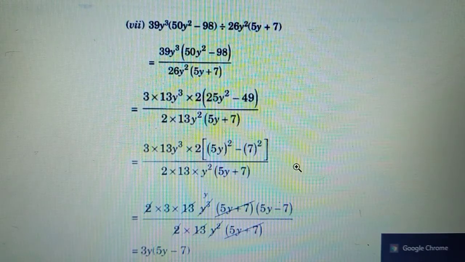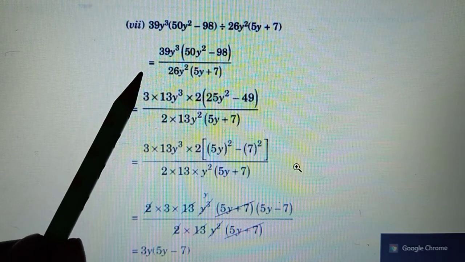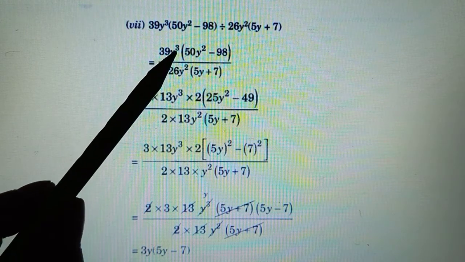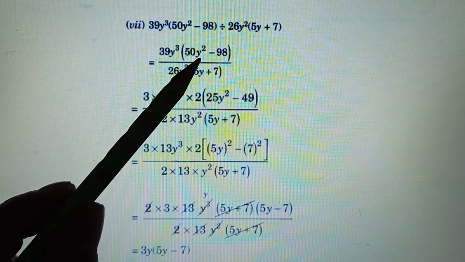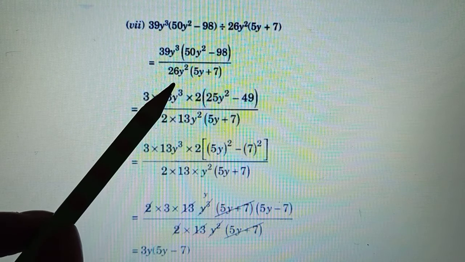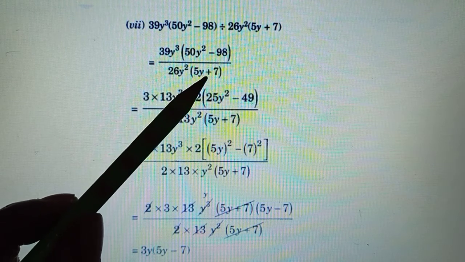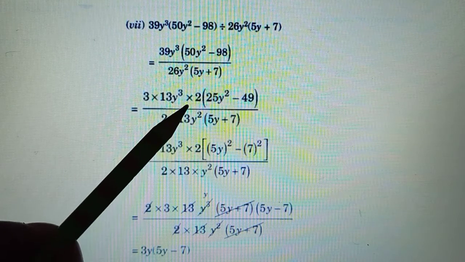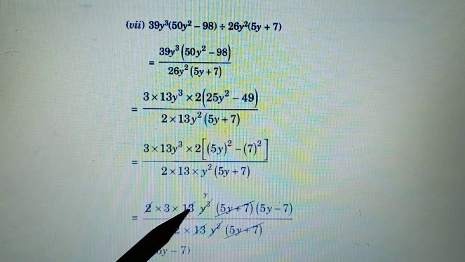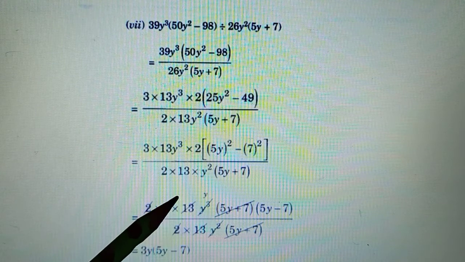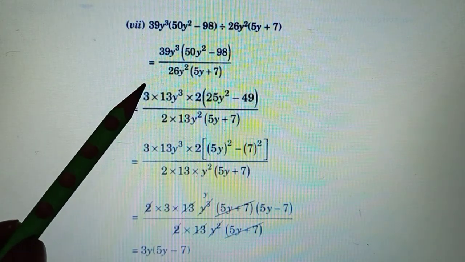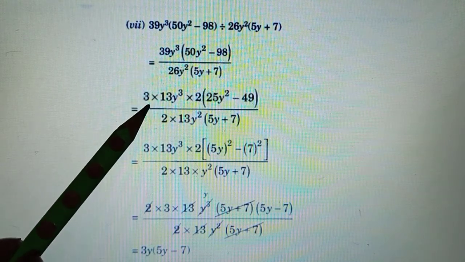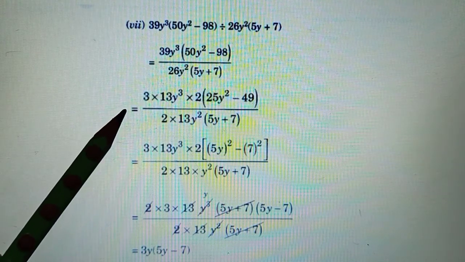Okay, beta, now let's see the last part there. So in the last part we had 39y cube into 50 y square minus 98 to be divided by 26y square into 5y plus 7. Okay, so here y cube and y square, the 2 y's are getting cancelled, one y remains. Okay, it's up to you how you want to expand it and show, or whichever way. Then both of them are multiples of 13. So 13 2s are 26 and 13 3s are 39. So 3/2 remains, right?